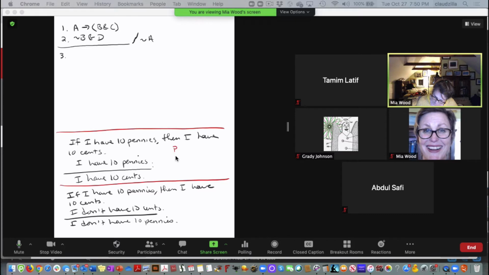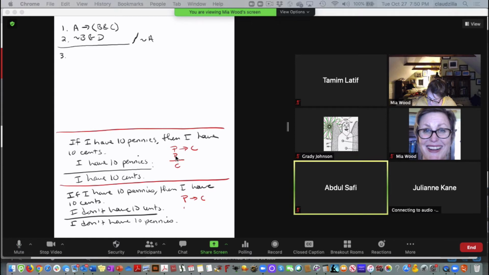So this goes if P then C. So if I have 10 pennies, then I have 10 cents. I have 10 pennies, so I have 10 cents. This reasoning goes as follows. Same first premise, but here the consequent is rejected. So we say, if I have 10 pennies, then I have 10 cents. Oh, I don't have 10 cents, so I don't have 10 pennies.